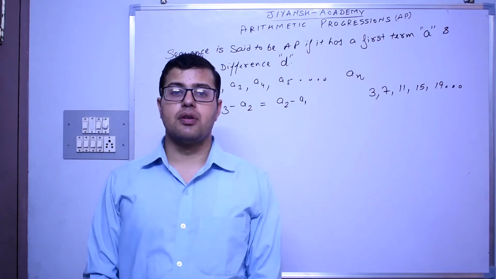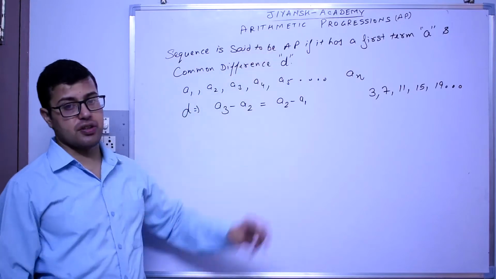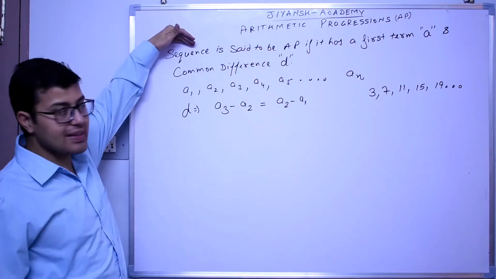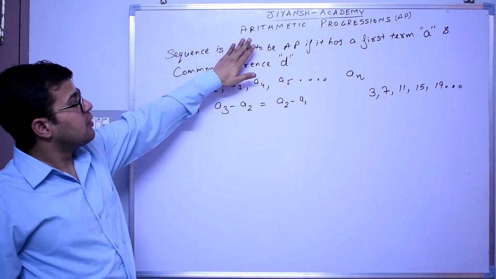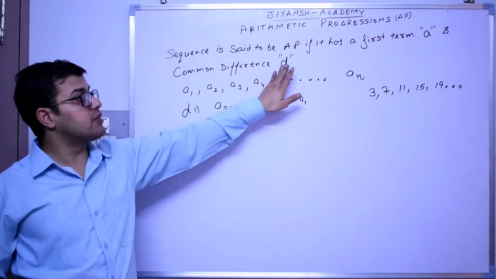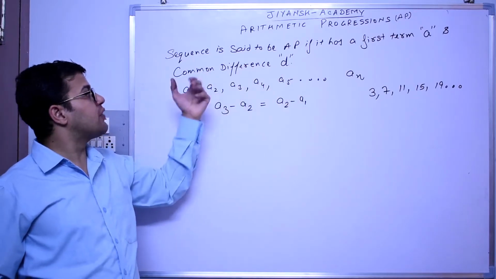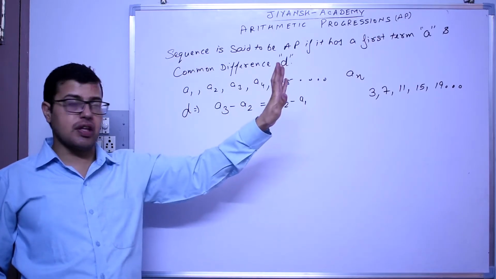Welcome dear students. In today's video, we are going to learn about arithmetic progression, that is AP. AP is a sequence or set of a pattern of numbers which has a first term A and a common difference, that is D. Now what does this common difference mean?